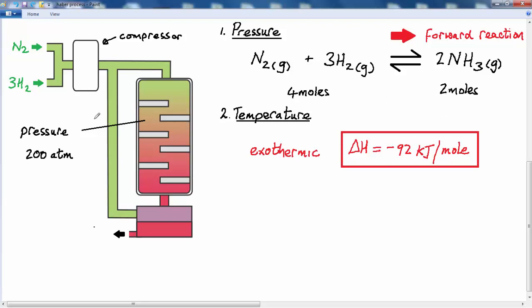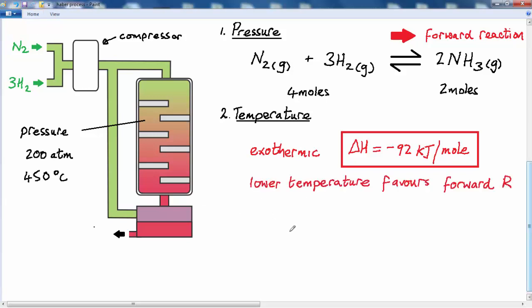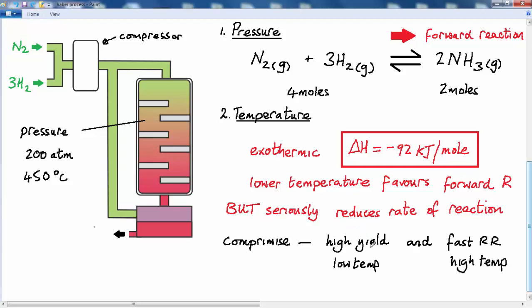However, there's a problem with that. The problem is that if you reduce the temperature of the chamber, then you radically reduce the reaction rate. That's to say, the reaction will start going too slowly. So you've got to have a compromise between having a high yield at a low temperature and a faster reaction rate at a high temperature. And so the compromise temperature is around about 450 degrees Celsius.